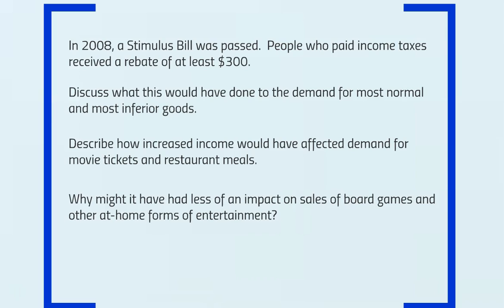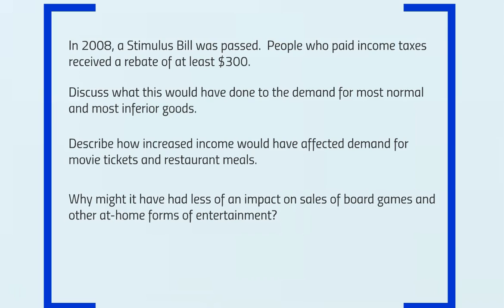It's hard to do on a video, but we could discuss what this would have done to the demand for most normal and most inferior goods. The normal goods being a TV. We bought a new TV. If we were trying to scrimp and save during that time, buying brand products, like store brand anything. As we get more money, we buy less of the inferior goods.